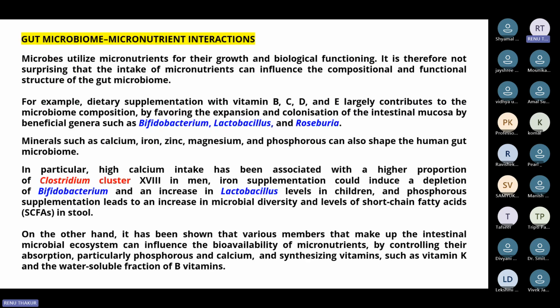Now, gut microbiome micronutrient interaction, because this is an important part of the digestive system, we have to focus on it in a bit more detail. So you all know microbes utilize micronutrients for their own growth and biological functioning. It is therefore not surprising that the intake of micronutrients can influence the compositional and functional structure of the gut microbiome. Now, one question arises here that I had in my RPC in the previous month. My RPC member asked me something, and for this I am explaining.